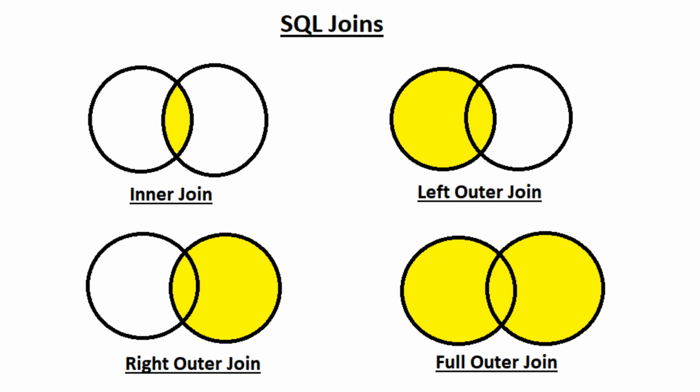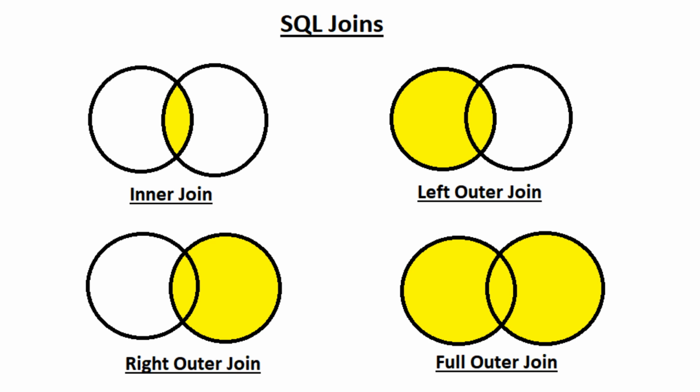Inner join, also known as equi-join, returns only the matched rows from both tables. Left outer join returns all the rows from the left table and only the matched rows from the right table. Right outer join, on the other hand, returns all the rows from the right table and only the matched rows from the left table. Full outer join returns all the rows from both tables.